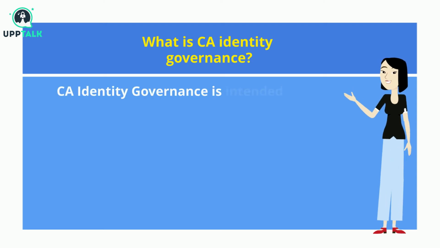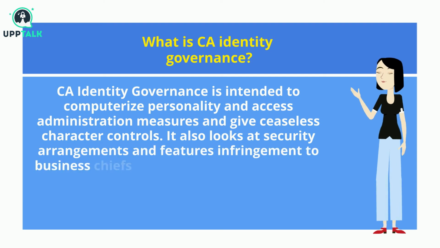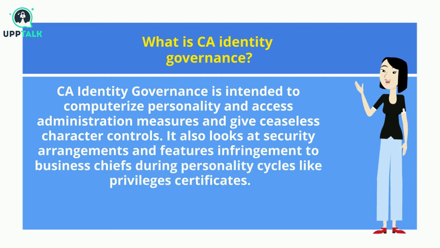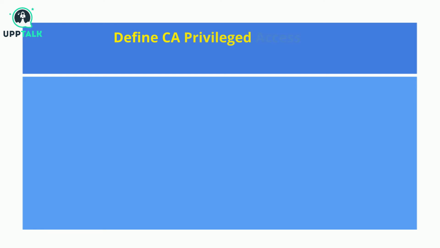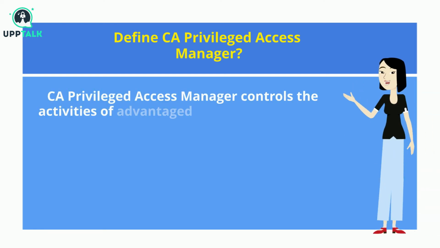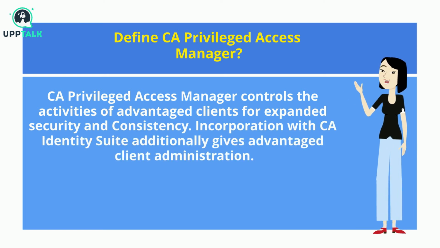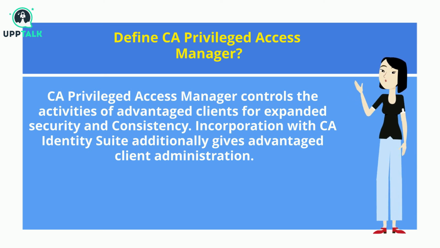CA Identity Governance is designed to automate identity and access management processes and provide continuous identity controls. It also looks at security policies and highlights violations to business managers during identity cycles like entitlements certifications. Define CA Privileged Access Manager. CA Privileged Access Manager controls the activities of privileged users for increased security and compliance. Integration with CA Identity Suite also gives privileged user management.